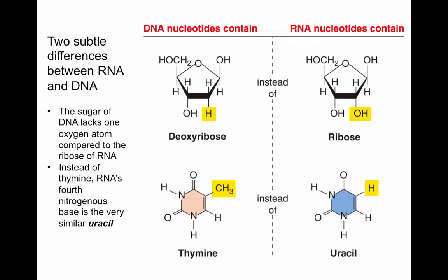And then instead of having A, T, G, and C as the four nitrogenous bases in the chain of DNA, RNA has four different nucleotides, but instead of having thymine, they have uracil. So it's A, G, C, and U instead of A, G, C, and T for DNA. But you can see that thymine and uracil are also very similar.